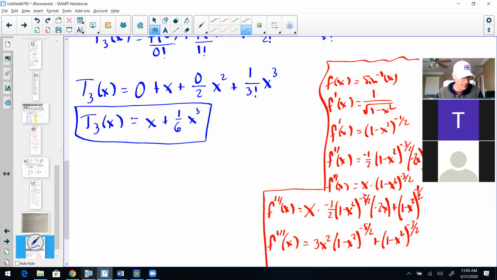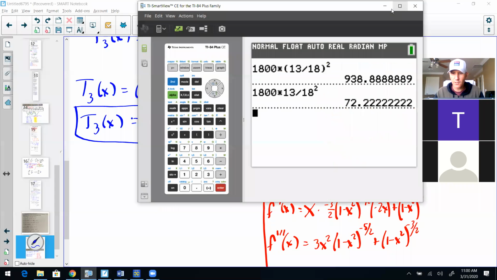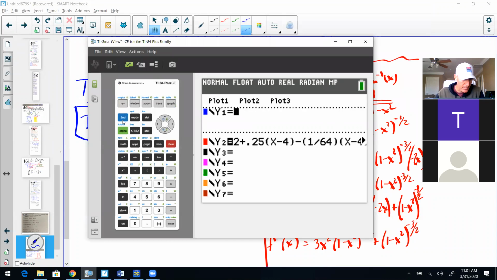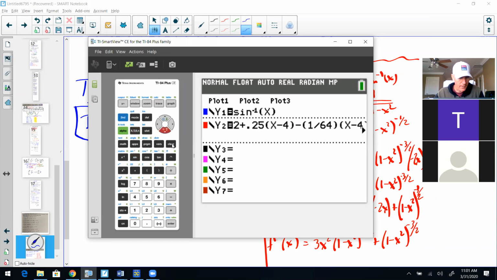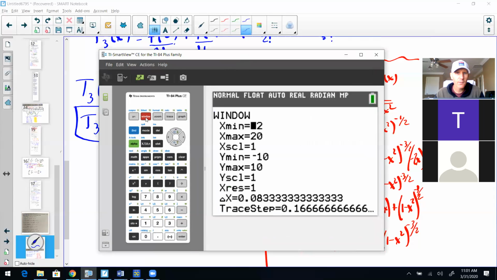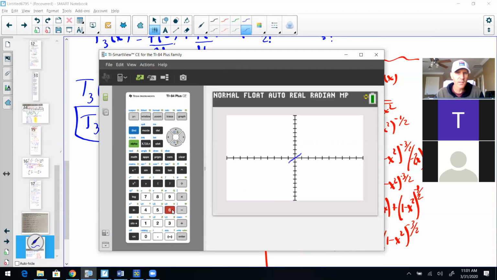Okay, so let's just see what that looks like graphically. I know we've done this a few times. Here we go. So let's make it be arcsine of x. And then I'm clearing this. Here I had, what was it? x plus 1/6 x cubed. Is that what I ended up getting? Yeah. So let's go ahead and do just Zoom 6 for now, Zoom standard.